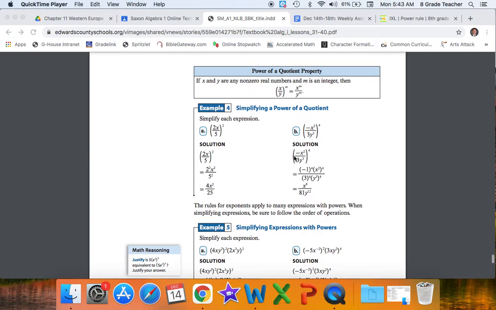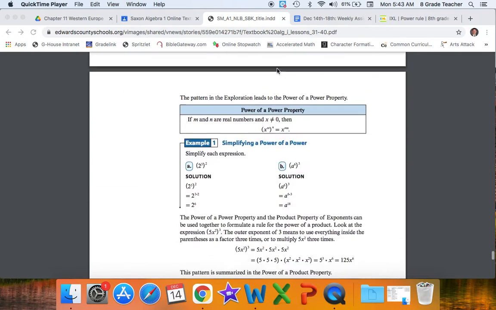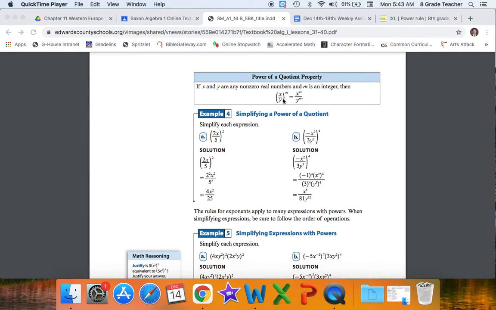Then we have what's called the power of a quotient property. If the power of a power property says that when they're next to each other they're multiplied, you might guess the opposite when they are over the top of each other, in numerator and denominator position, that they're going to be divided. But in this case you've got the power of a quotient property, which means that the power is applied to the numerator and to the denominator. So in this case, m applies to x and m applies to y. It's like it's being distributed to the numerator and the denominator.